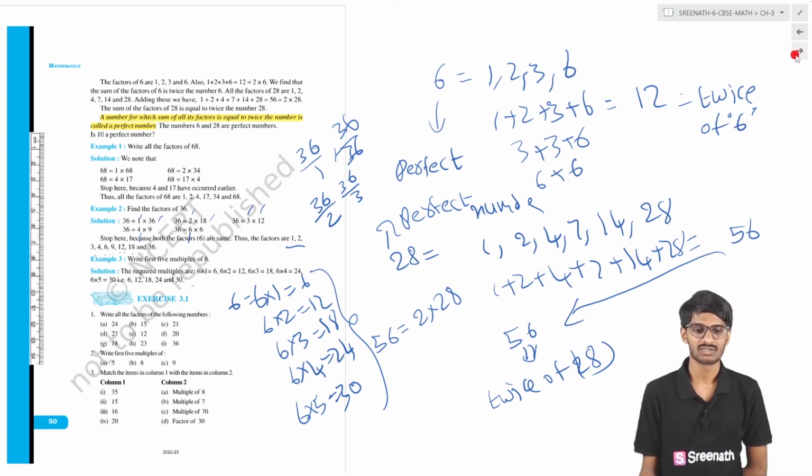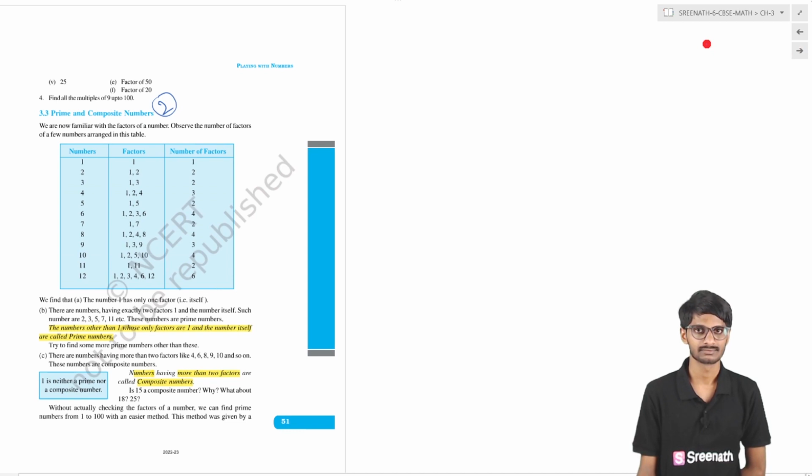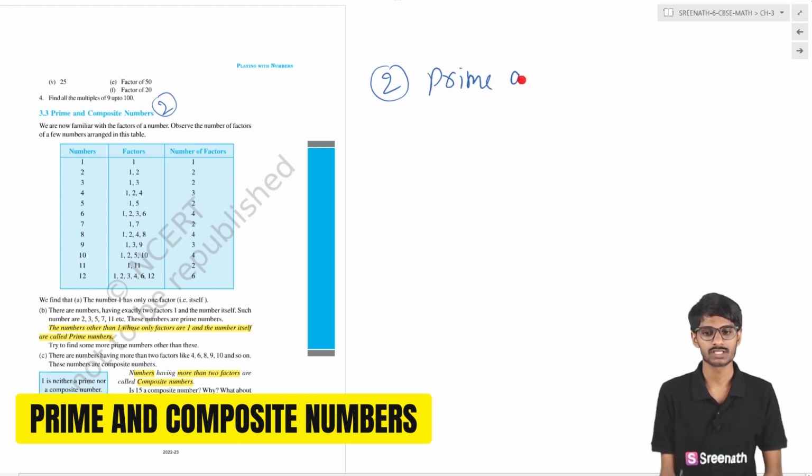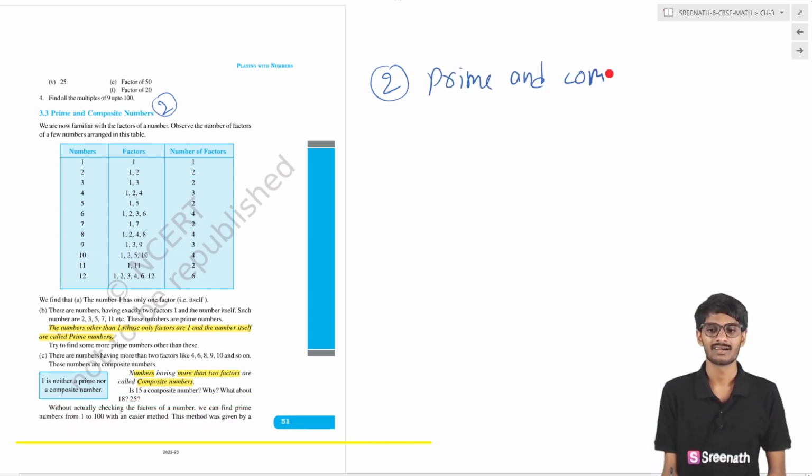That's it students. We have completed the first topic. Now we will start the second topic. What is the second topic? Prime and composite numbers. Okay students.